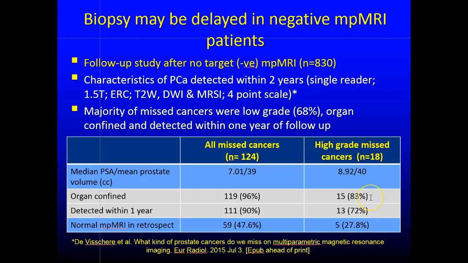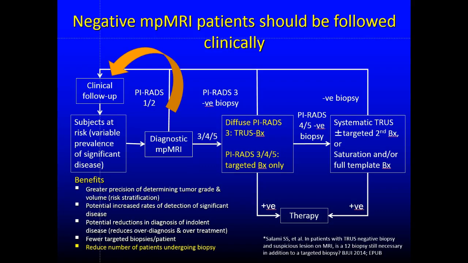The majority of those, when followed up, were detected within 1 year. 72% were detected within 1 year, and 83% of these were organ confined. And about a quarter of these patients had a normal MRI even in retrospect. So it looks as though you should be able to follow patients clinically who have a negative MRI, but you certainly cannot discharge them. That way you get the additional benefit of reducing the number of patients undergoing biopsy.